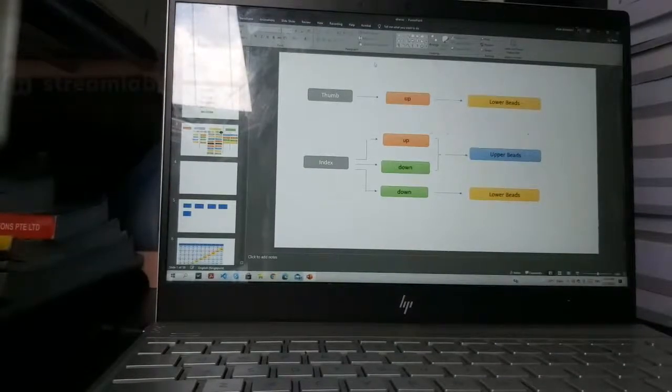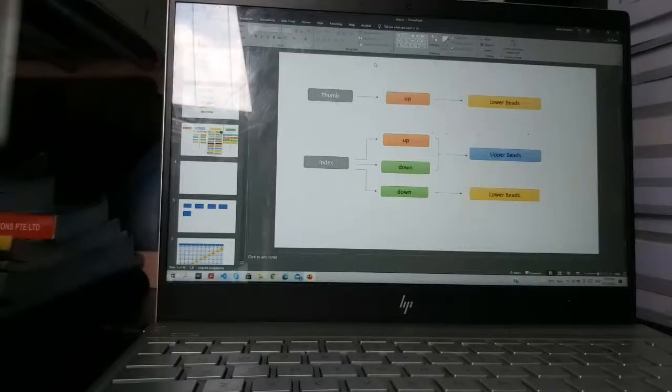Okay, so there are two fingers that we are going to use. Index finger and thumb. The thumb is used to bring up the lower bead, and the index finger is used for two operations on the upper bead, to bring it up and down, and one operation on the lower bead, to bring it down. Okay, and next.